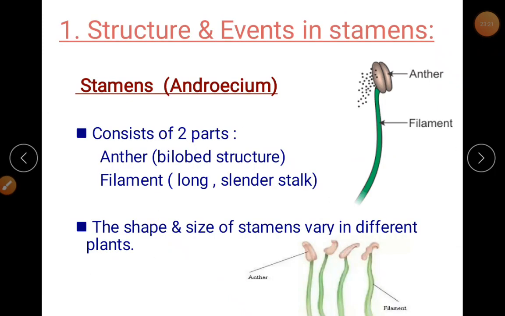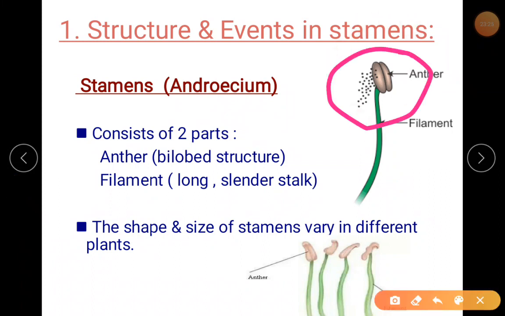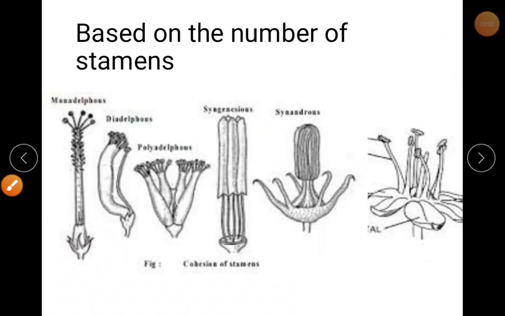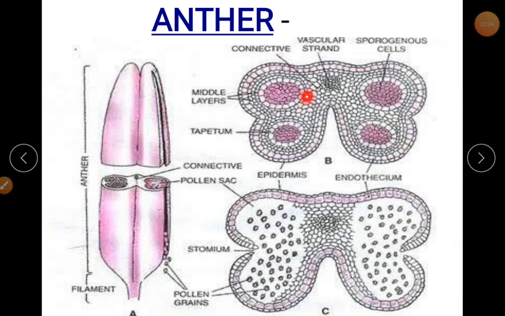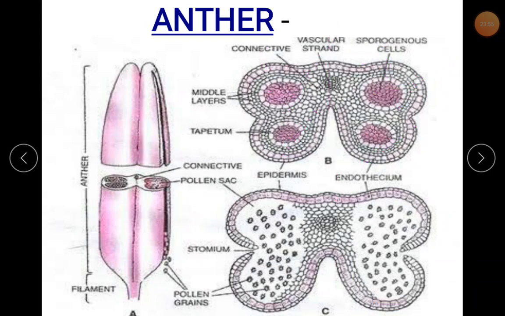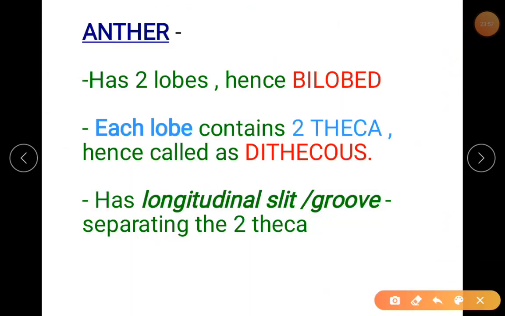Let me just show you the picture here. See, observe here. We show it as 2 lobes. And inside each lobe, there are 2 thecas. That's why this theca is this portion, the pink with one layer of cells. So I hope the word is clear. Anther is bilobed and each lobe has 2 theca. Each lobe has 2 theca. That's why the term dithecous.